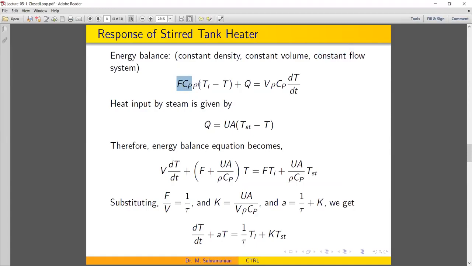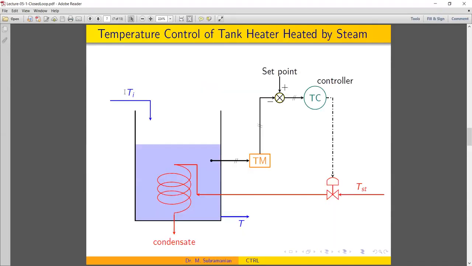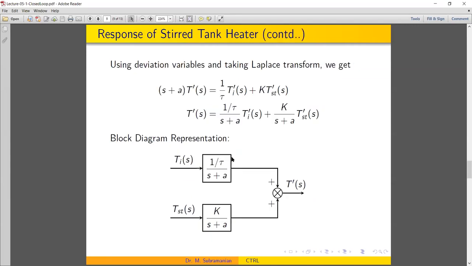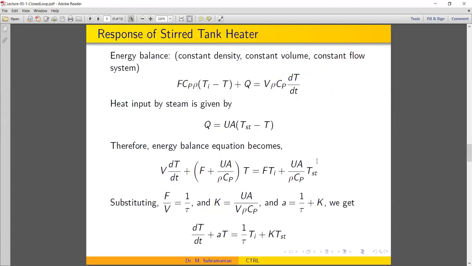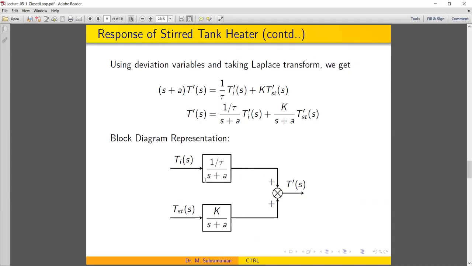So we can simply write the energy balance. What is the energy balance? Energy in by the flow and energy leaving, which is equal to m Cp, everything with reference to a temperature of T ref, and energy added by the steam, which is UA into delta T, which is equal to the change of accumulation, change of energy in the system. So this you can reduce, and at last we have this kind of equation. Here Ti is the load variable or disturbance variable, and TST is the manipulated variable. So both are getting added up. The output temperature depends on the steam temperature as well as the inlet temperature.